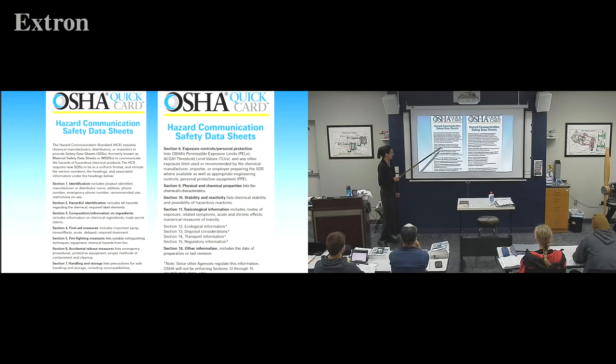Section 1 identifies the product, manufacturer, and the distributor name. Section 2 identifies the hazards. We're going to look more in depth at what those can be in the next slide. Section 3, composition, so what makes it up. Section 4, very, very important. This is something you will be asked in a testing situation where you can't look anything up. So section 4 is first aid measures.